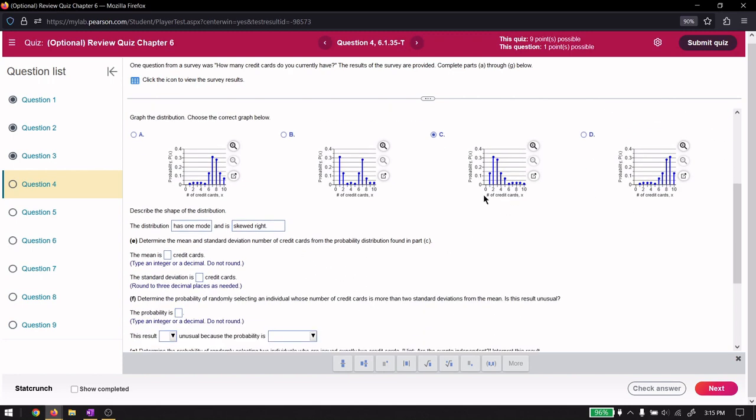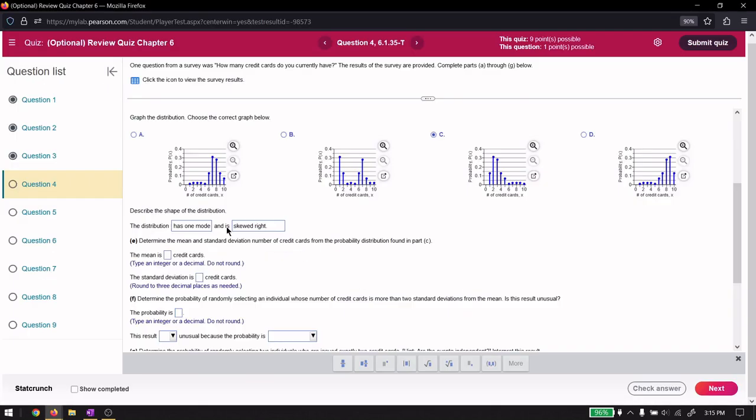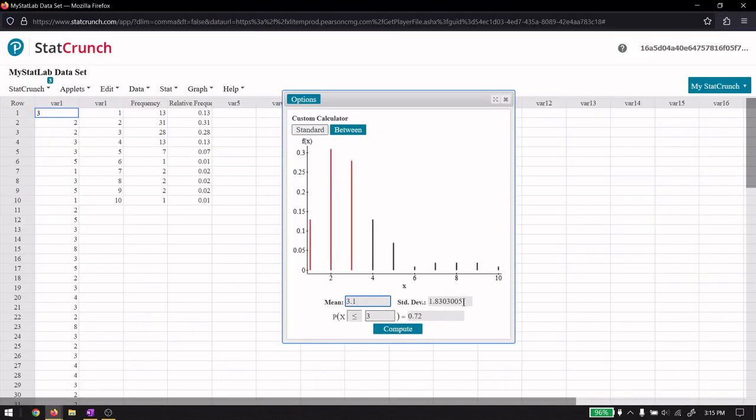Now, in doing this calculation, you can see that we have the mean. Once again, the mean is the same mean we found last time, 3.1. And the standard deviation here is 1.8303.